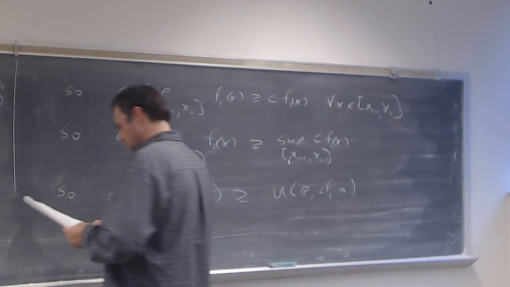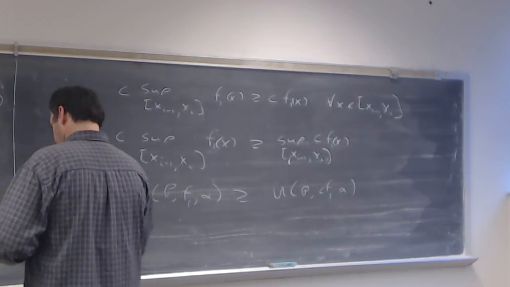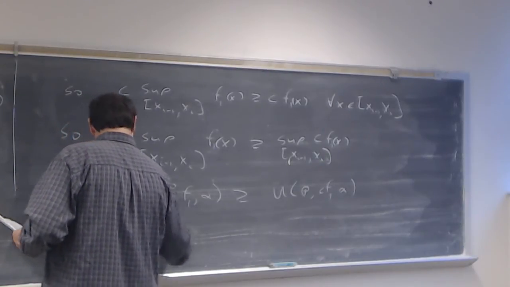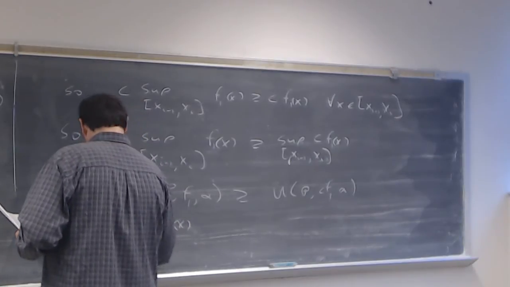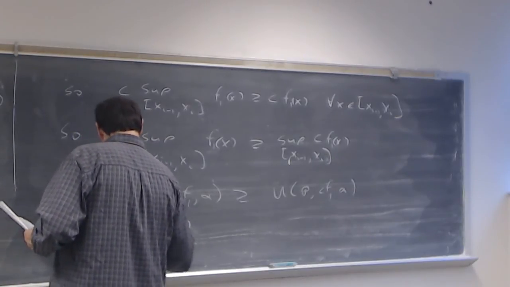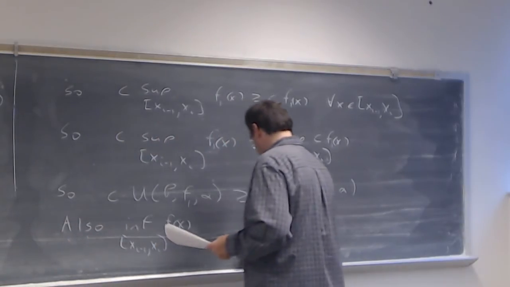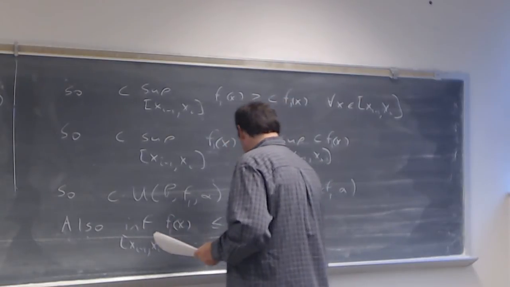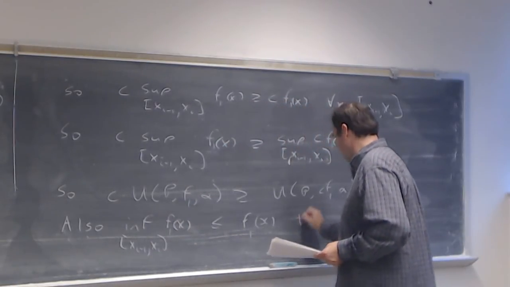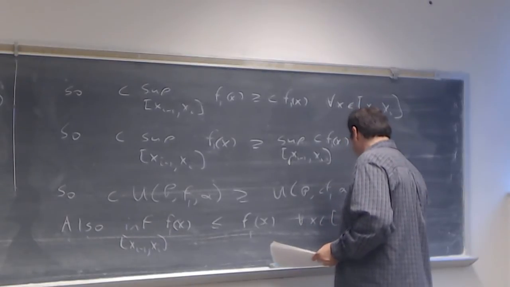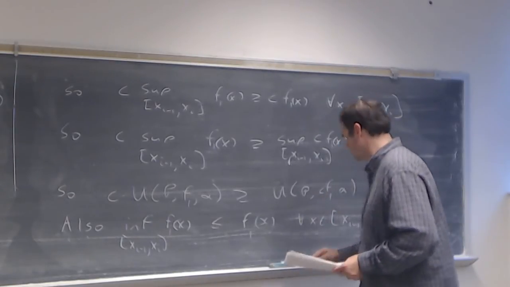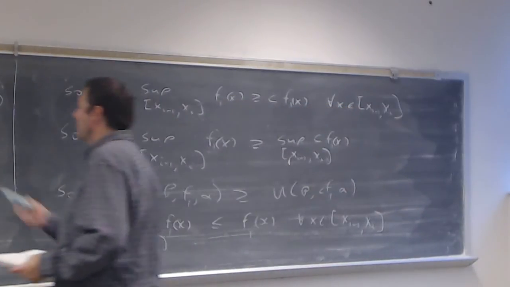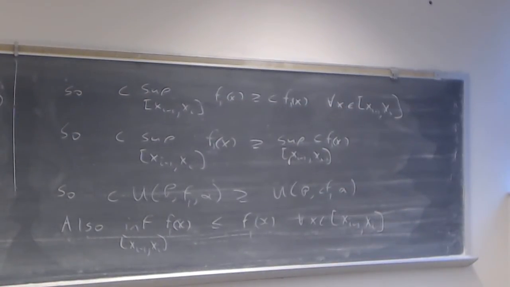Also, we can do the same type of arguments with infimums. So the infimum of f of x over x of i minus 1 up to x of i is going to be less than or equal to f of x. So these are f sub 1s, I should say. f sub 1 of x for all x an element of x of i minus 1 up to x of i. From this, we can continue on to introduce c. Remember, c is positive. So when I multiply by c, it's going to retain the inequality that's already been established.